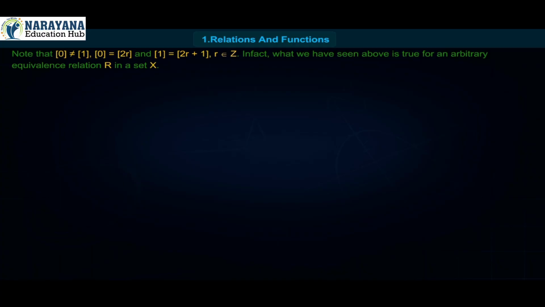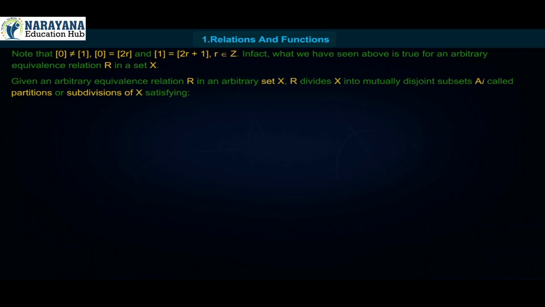In fact, what we have seen above is true for an arbitrary equivalence relation R in a set X. Given an arbitrary equivalence relation R in an arbitrary set X, R divides X into mutually disjoint subsets Ai called partitions or subdivisions of X satisfying number 1.